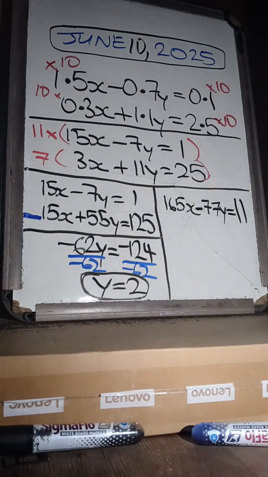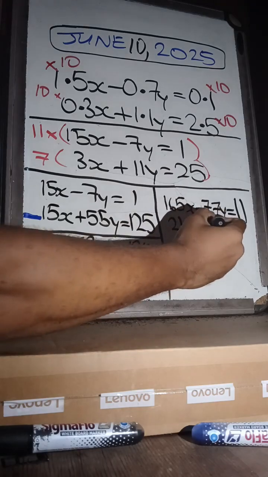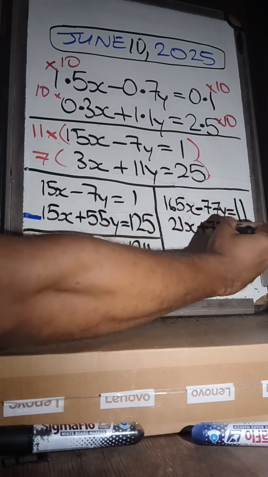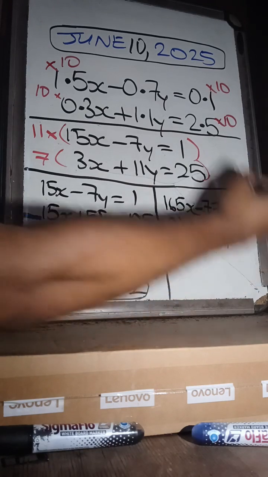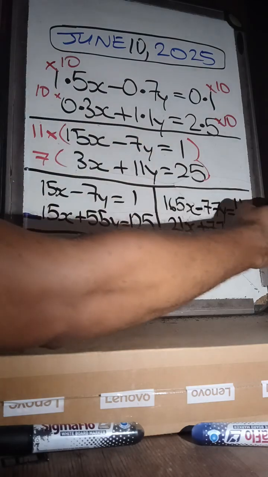11 on the outside there. And then now 7 times 3, 21x. And then you have a plus what? 77y equal, alright, 25 times 7, 175.